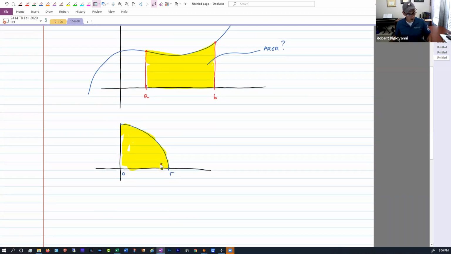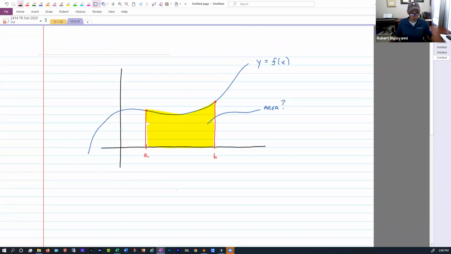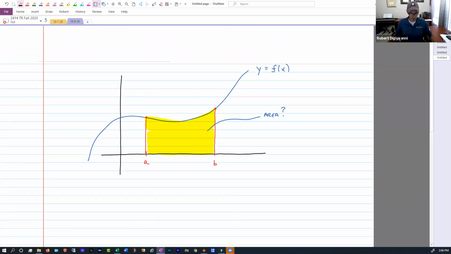Okay, this general idea of finding the area below some curve. Where the hell's my mouse? Come here.